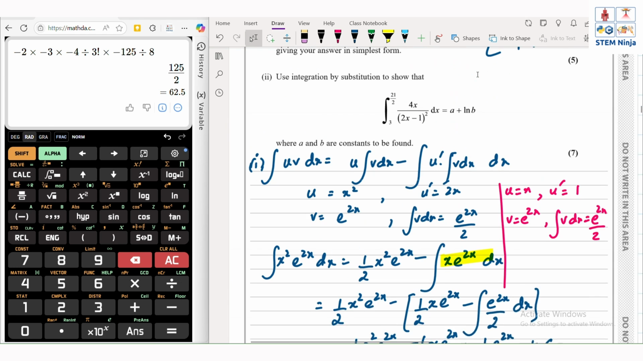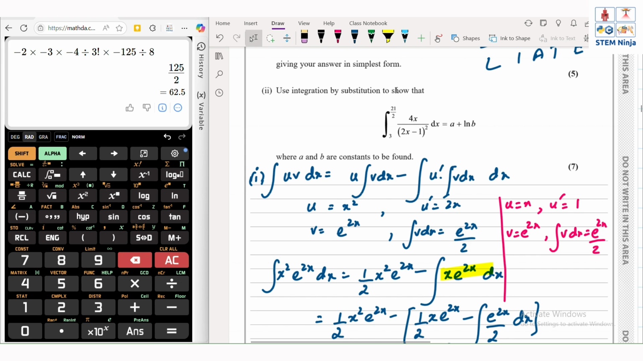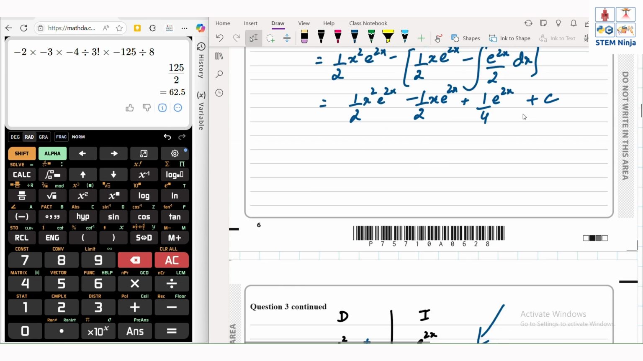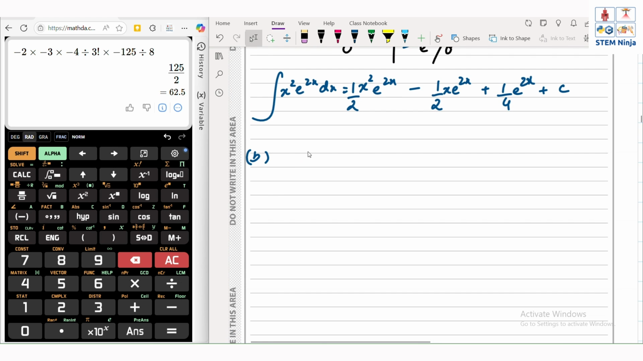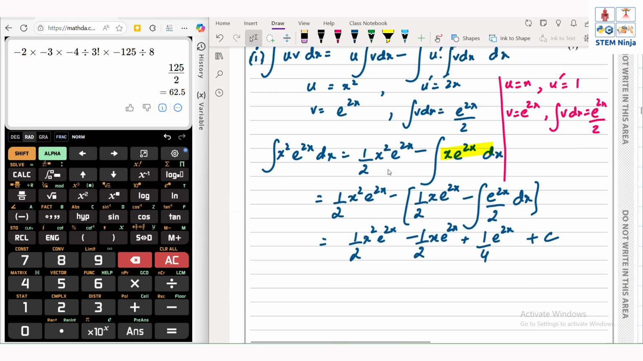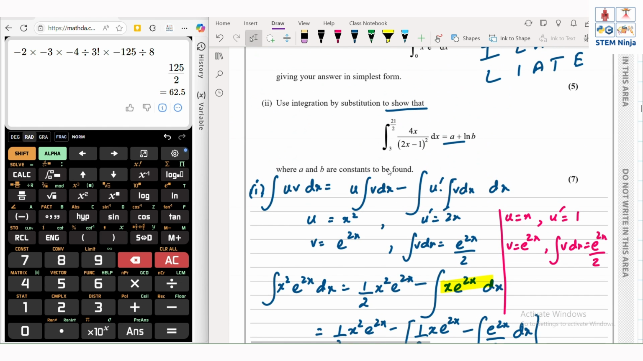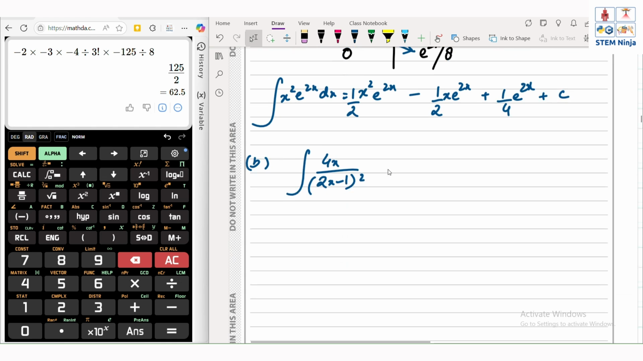All right, so use integration by substitution to show that the integral of 4x over (2x minus 1) whole squared, from 3 to 21 over 2, can be written as this. Okay, so we need to use substitution over here. So let's see how much space. Okay, we have a lot of space.